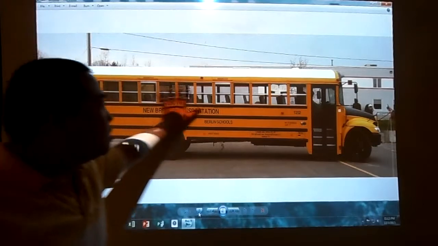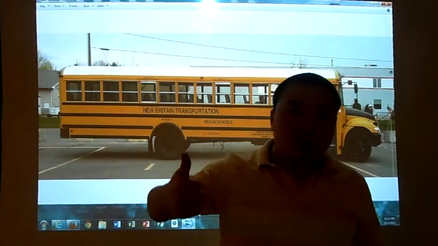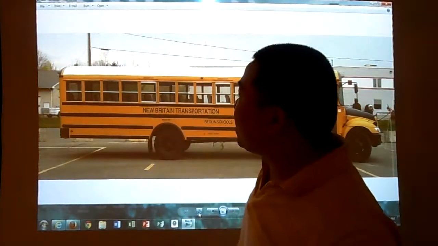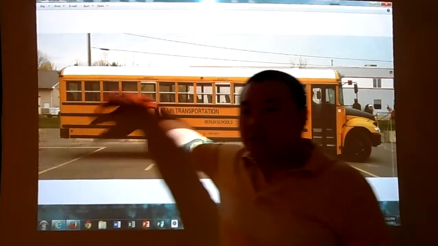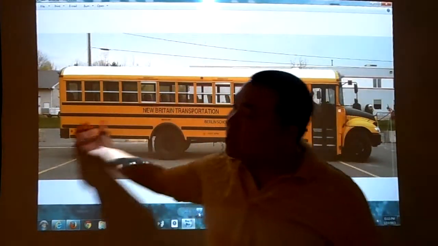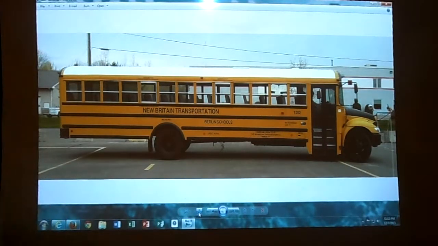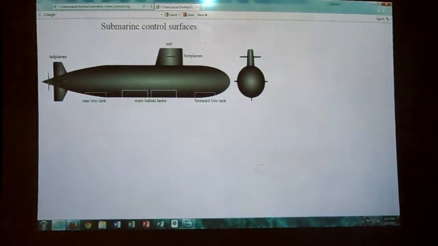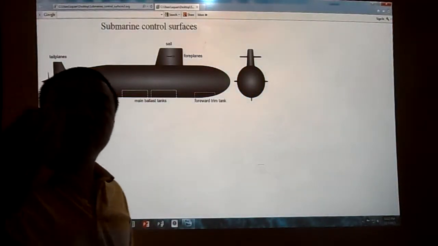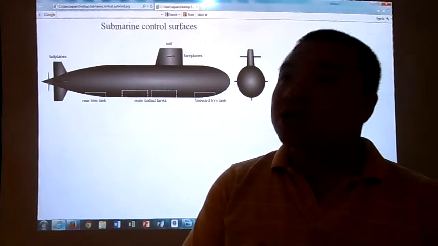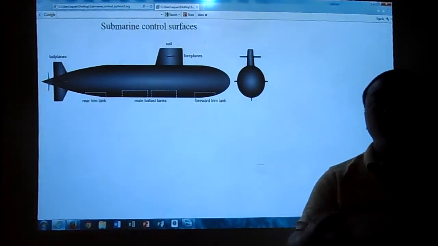And have them calculate the surface area. That way they calculate how much paint it would take. They could calculate the volume, how much room is in it. Something relatable. Another thing that could be relatable is a submarine. You can use airplanes, boats, submarines. Just something that could be relatable.